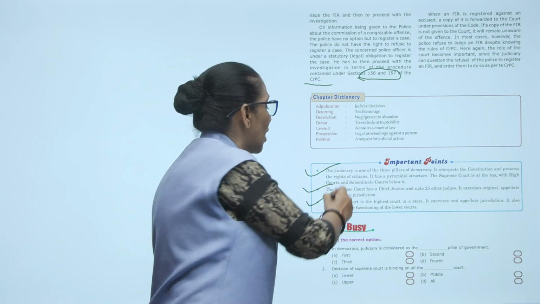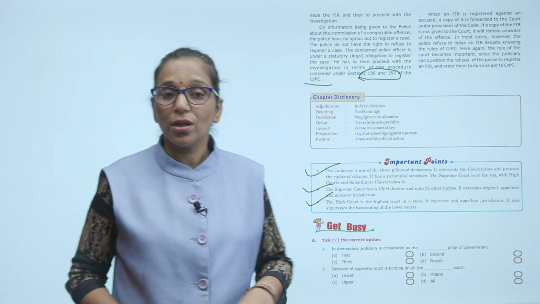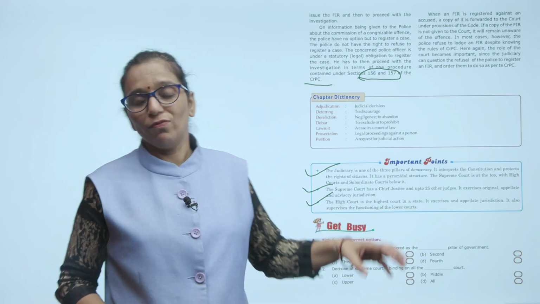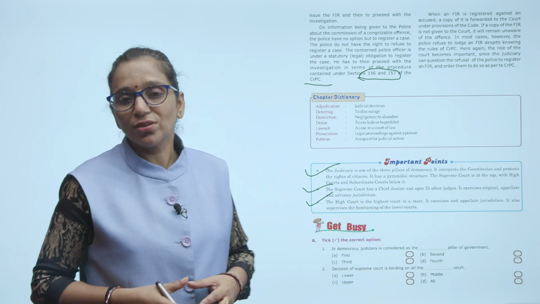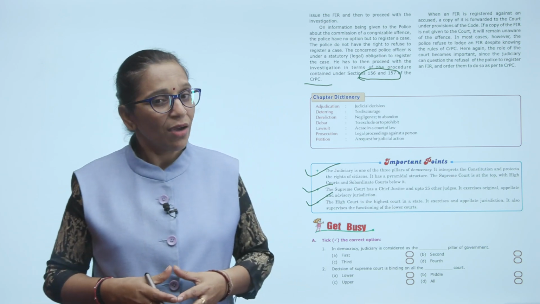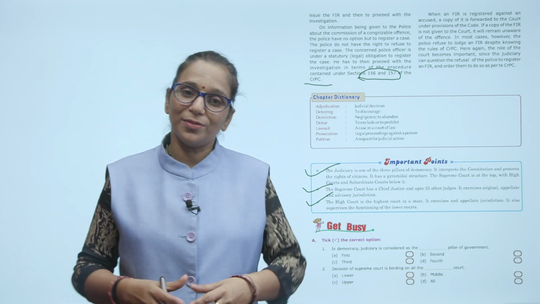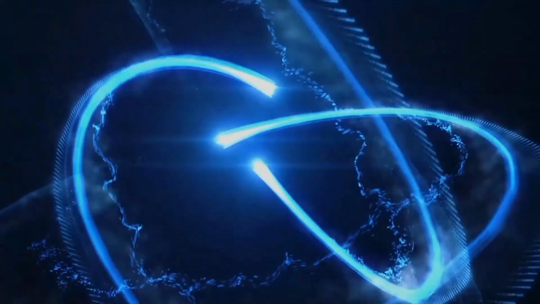Then we have discussed that the High Court is the highest court in the state. It exercises appellate jurisdiction. It also supervises the functioning of the lower courts. And after that we have discussed the role of police and FIR. I hope you understand each and every concept of this chapter. But please do the exercise carefully.